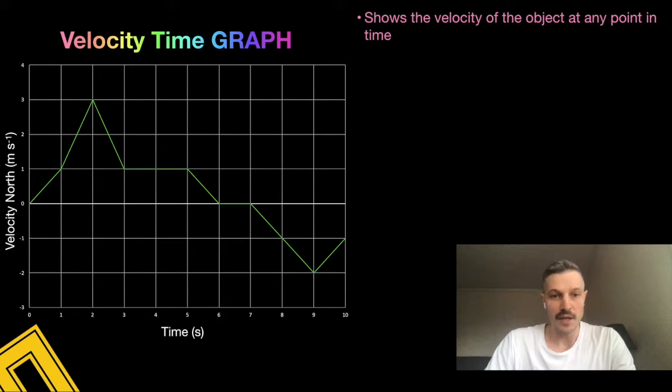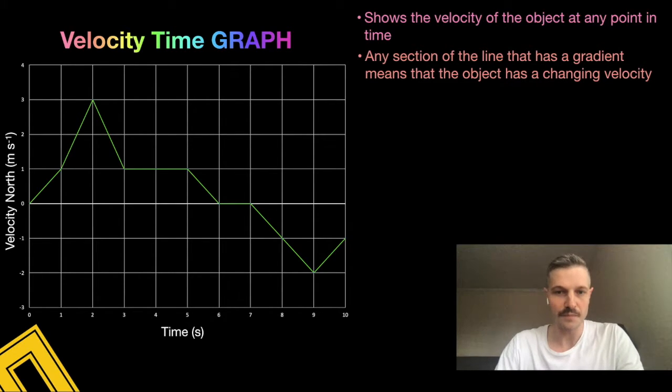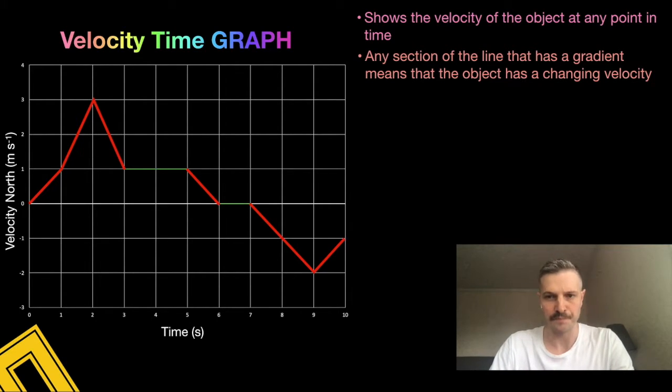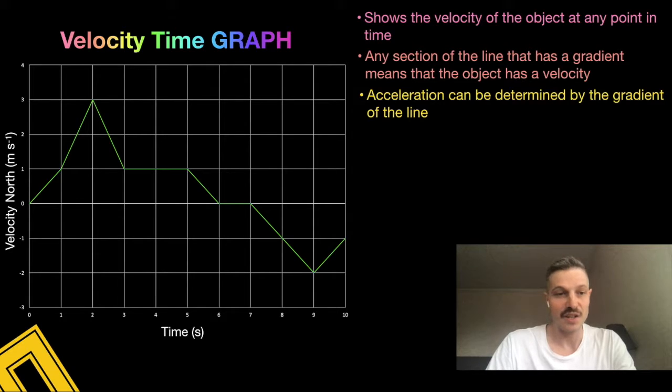Now, any section on this line that has a gradient means that the velocity is changing, or that the object has a changing velocity. We're obviously very well aware that a changing velocity means an acceleration. So you can see on our graph, we've got a lot of acceleration going on. And I hope you can already determine that the acceleration can be deduced from the gradient of this line.